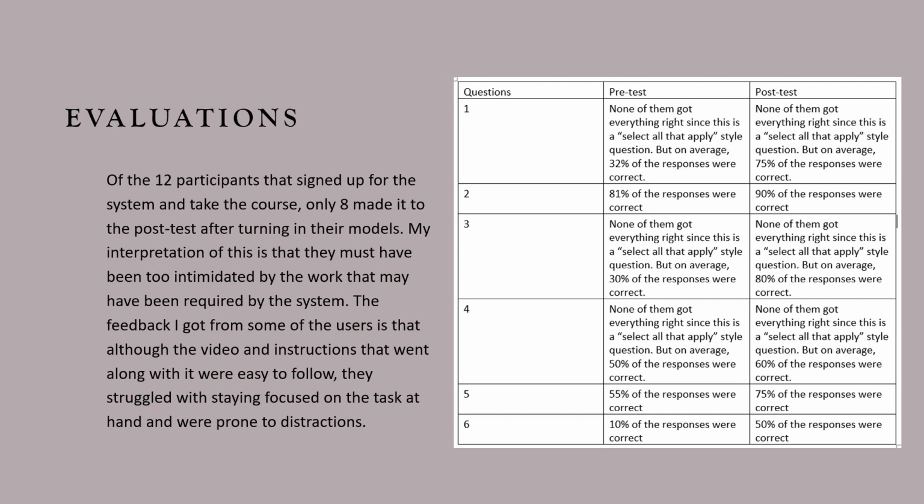So 12 participants had signed up for the e-learning system, but only 8 of them seem to have made it until the post-test. That's after turning in their models. So my interpretation of this is that they may have been too intimidated by the work that's required by the system, and the next time I think I'm going to be increasing my sample size for this. Some of the users were kind enough to give me some feedback, and that will be explained in what else I want to do in the next slide.